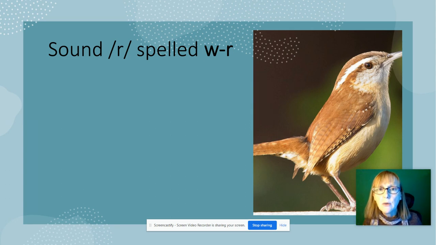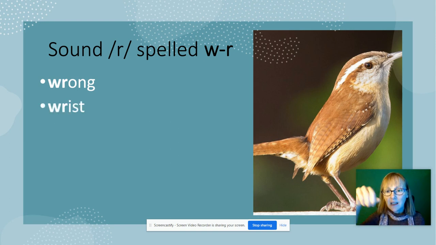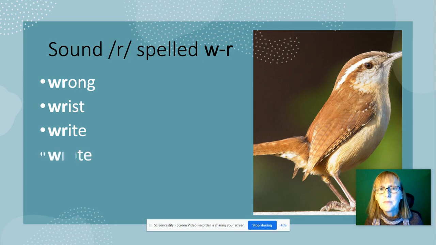So silent W and then an R. Wrong, W-R-O-N-G. Right, wrist, W-R-I-S-T. Write, to write a letter to your grandma, W-R-I-T-E. And wrote, I wrote to my cousin, W-R-O-T-E. And the last one, wren, which is what this sweet little bird is, a wren, W-R-E-N.